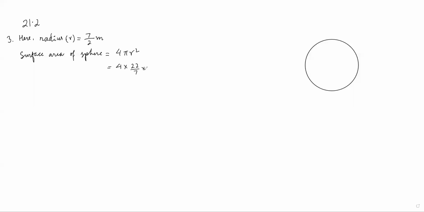Then r square is 7 by 2 multiplied by 7 by 2. And you can see 2 times 2 is 4, so you can cancel the 4, and 7 and 7 also. So what you are left with is 22 multiplied by 7. That means 154 square meter. So this many square meters is available to the motorcyclist. Easy, isn't it? After this, we will see another question, question number 4.